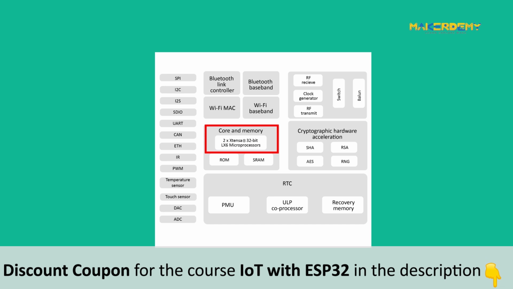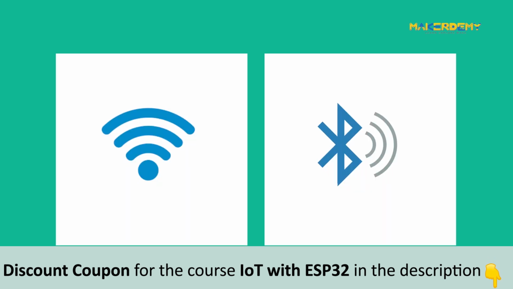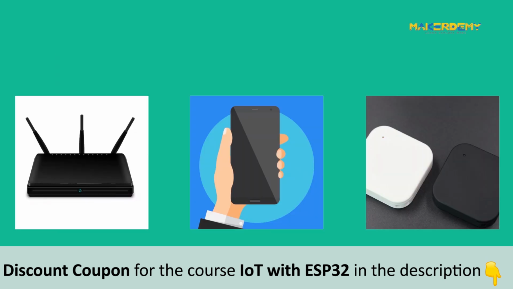The CPU clock frequency of this chip is adjustable from 80 MHz to 240 MHz. The presence of Wi-Fi, Bluetooth and Bluetooth Low Energy makes it possible to use the ESP Room32 module for a wide range of applications. Using the Wi-Fi, you can connect to the internet through Wi-Fi routers. The Bluetooth allows you to make direct connections conveniently with smartphones or low-power beacons.